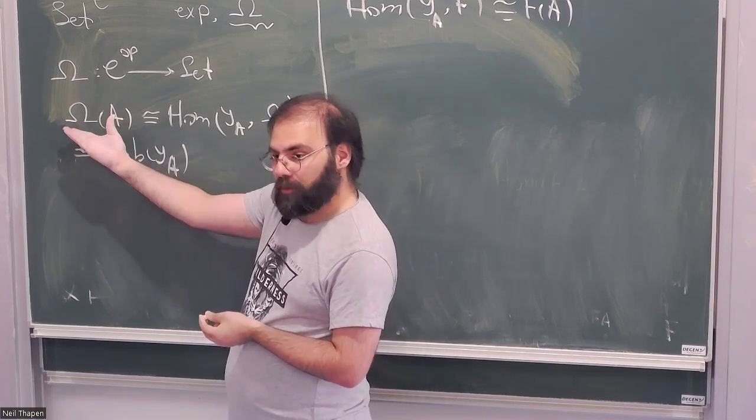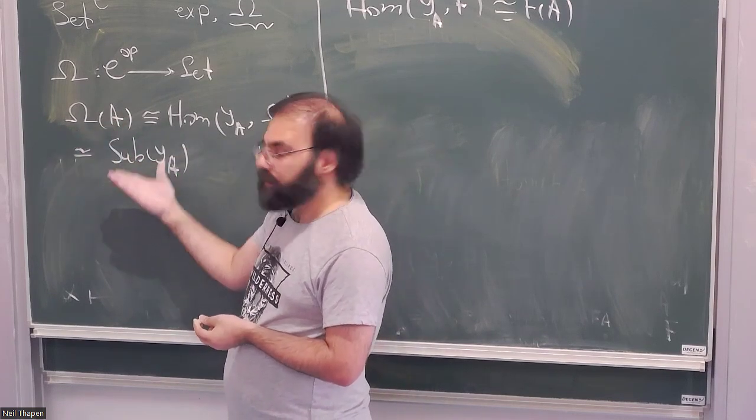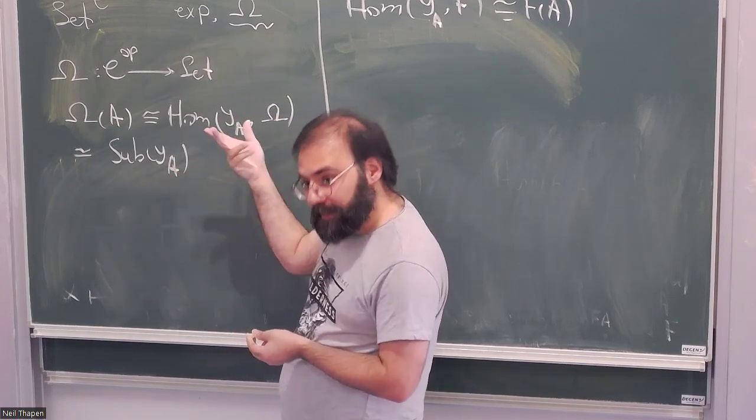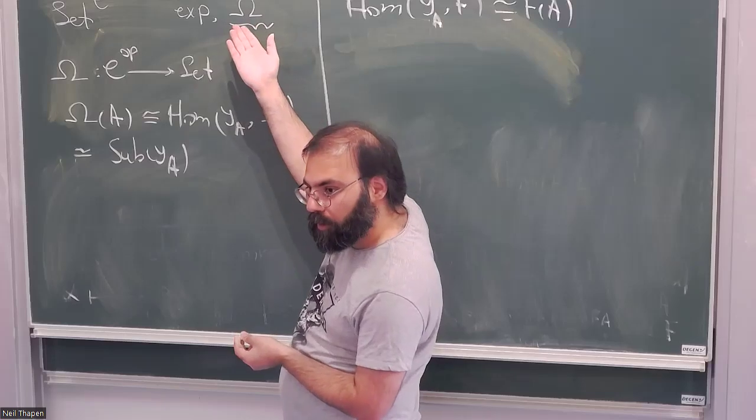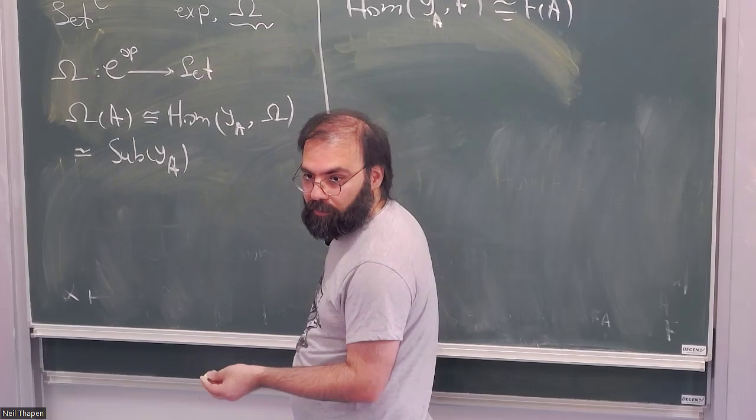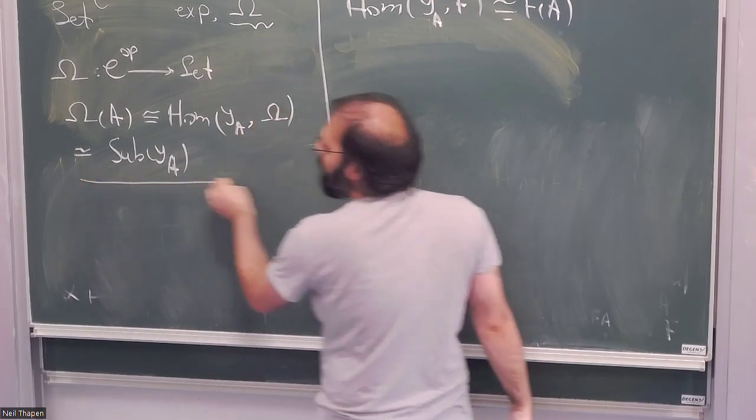It says to pick omega of A as this, and then show that it is really a sub-object classifier, because there is no other way. If there is a sub-object classifier omega, you have to have this. It's forced upon you. The same happens for exponentiation.